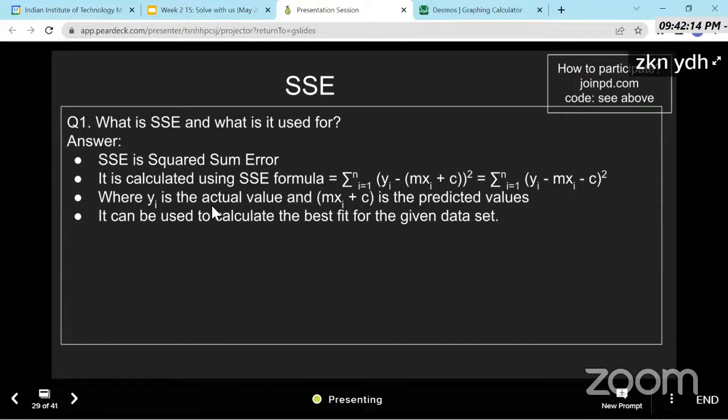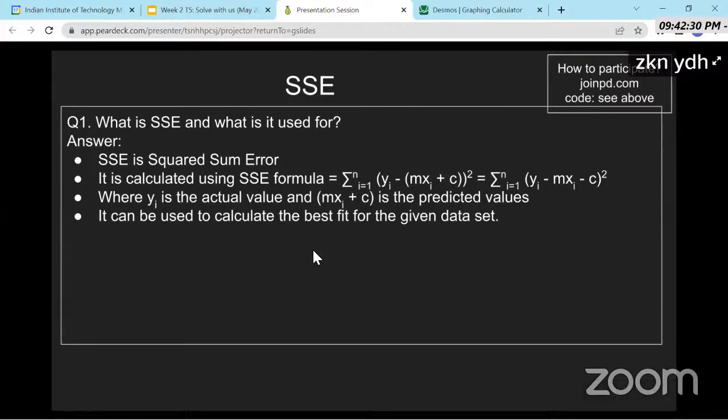Here yi is nothing but the actual value, and m xi plus c is the predicted value. Now it is used to calculate the best fit for the given data. So let's say you have been given a set of data and you did a scatter plot of this. The scatter plot shows that a linear fit can actually fit those data. So now you have to choose which linear line actually fits that data.